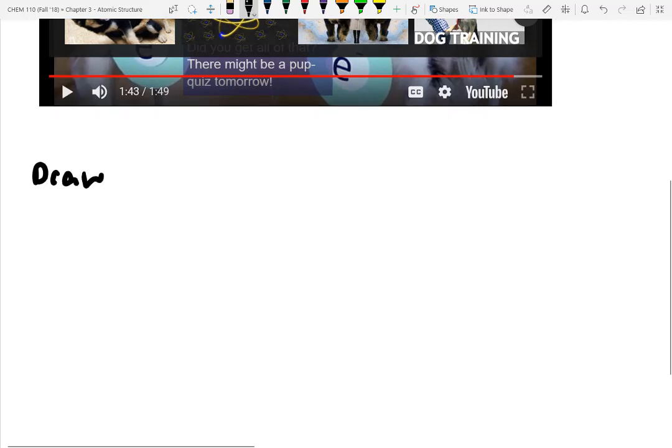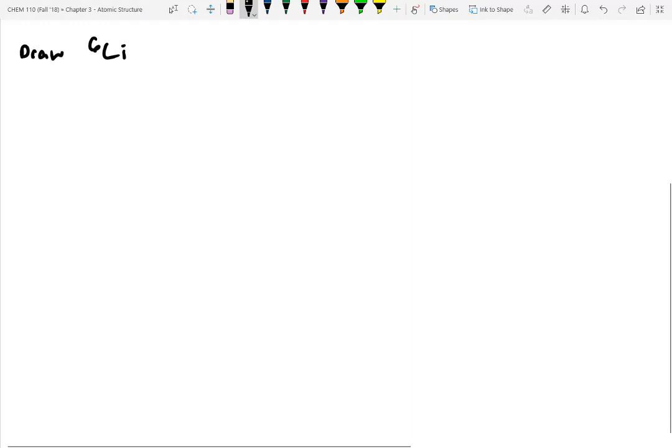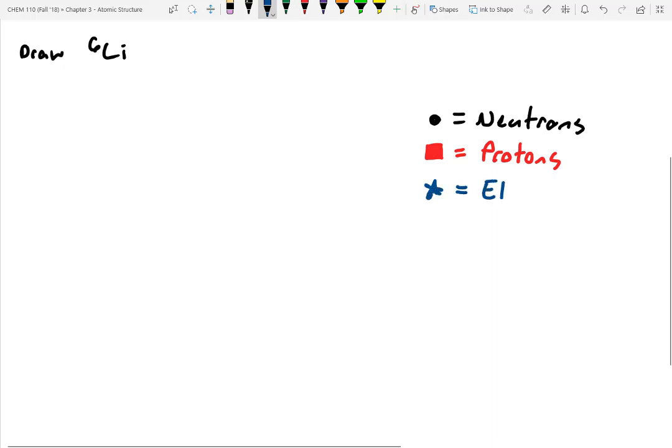Let's practice drawing out what some of these look like using pictorial representations. So we're going to draw lithium-6, and the symbol for lithium looks like that. And I'll kind of color code things. We'll use black dots to represent neutrons. I'll use red squares for protons, and blue stars for electrons.